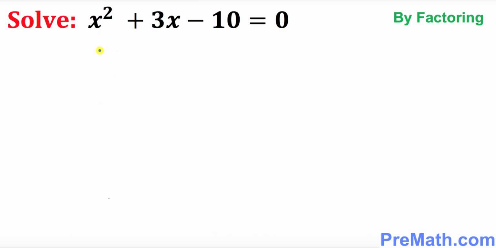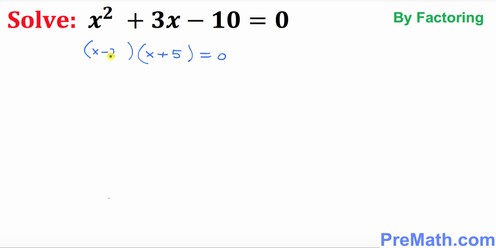Now we're going to solve this quadratic equation by the factoring technique. So how are we going to do the factors? Just simply put two parentheses and set it equal to 0. What are the possible factors? One of them is going to be x minus 2 and the other one is going to be x plus 5.